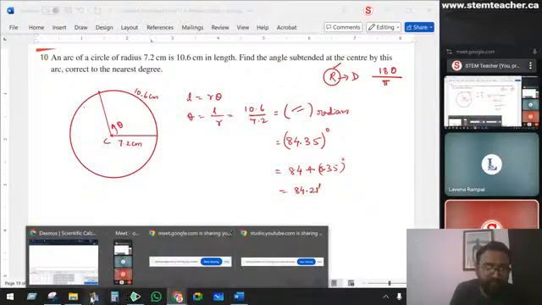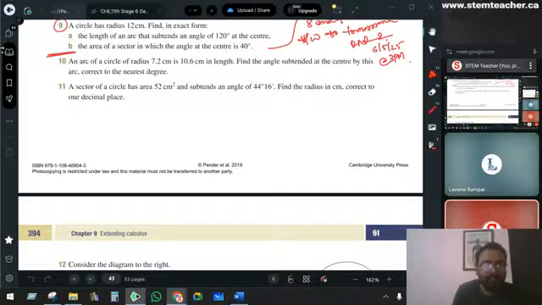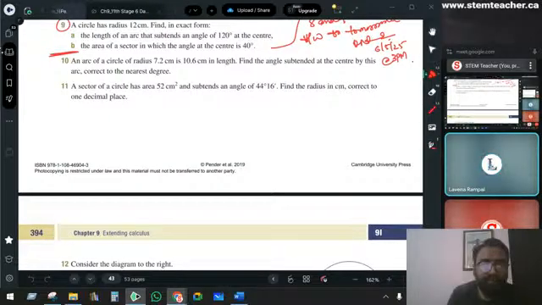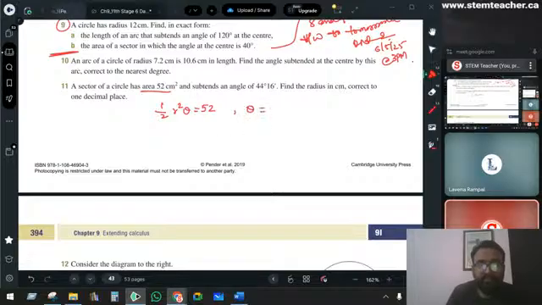Similarly, you can try the 11th one. What is the 11th question? A sector of a circle has area 52 centimeters squared and subtends an angle of 44 degrees 16 minutes. Find the radius in centimeters correct to one decimal place. So he has given the area of the sector, that is 1 by 2 r squared theta is equal to 52. And theta has been given, 44 degrees 16 minutes.